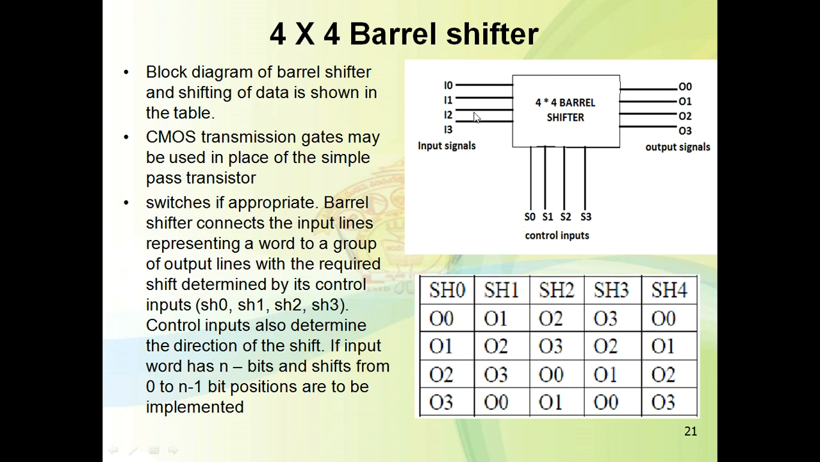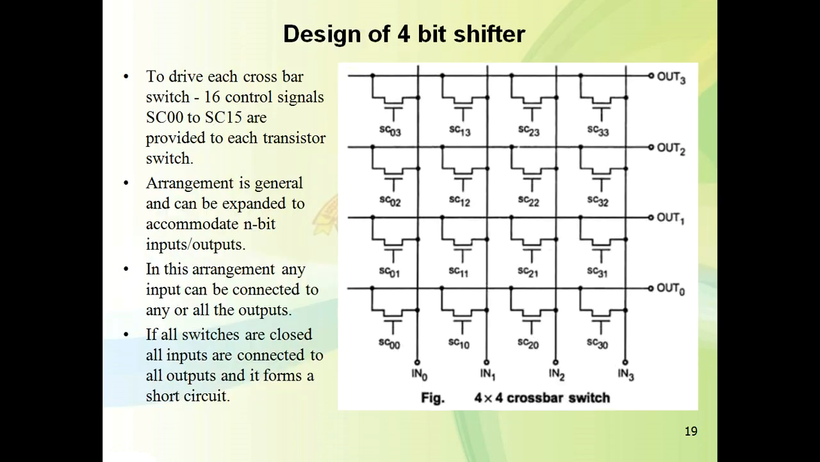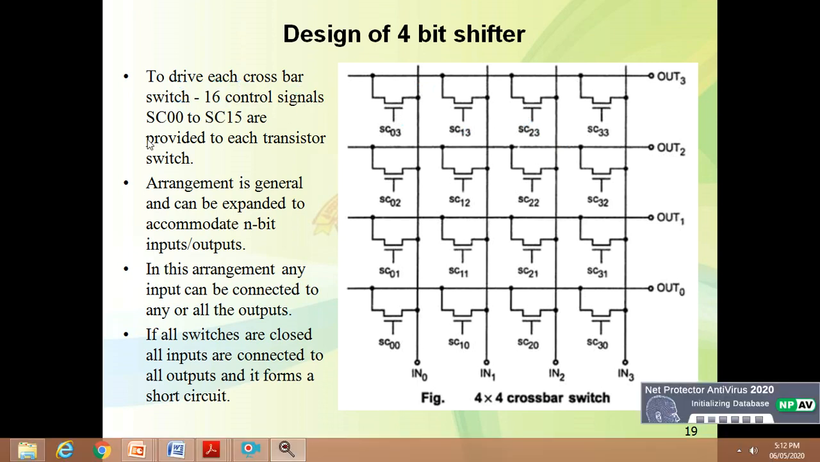Okay, so likewise you can see the shift operation, shift right with 1 place, 1 bit, 2 bit, 3 bit, that will be the shifting operation. So this is a simple shifter. It has 4 input lines, 4 output lines, and 16 control switches. To drive the crossbar switch, we require 16 control signals, SC00 to SC15.